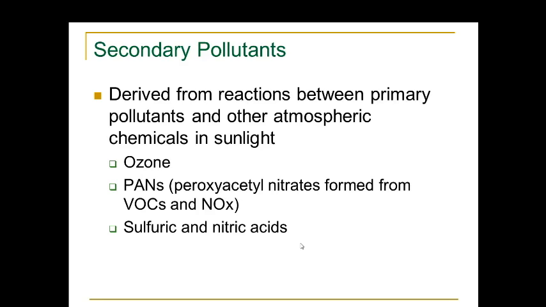And they're formed from your volatile organic compounds or your nitrous oxides, your NOxes. You can also get sulfuric and nitric acids as secondary pollutants. Those, of course, lead to acid rain when they're precipitated outward.